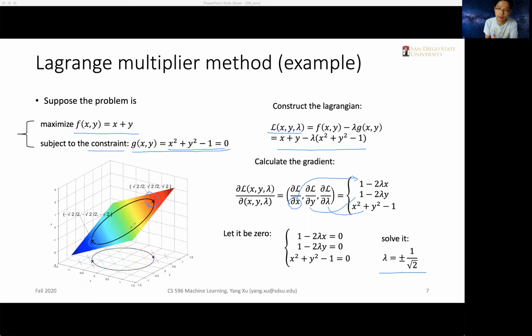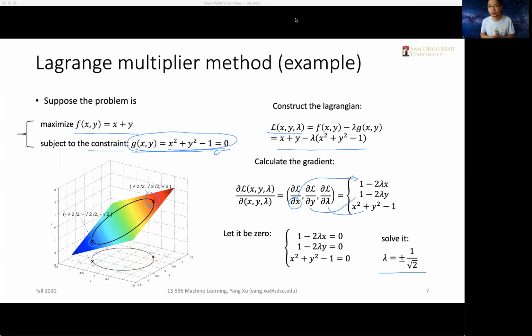Right. So that is, I think, a simple example of how the Lagrangian multiplier works, in the case of constraints that are equalities. The constraint is an equality, some function equals 0.